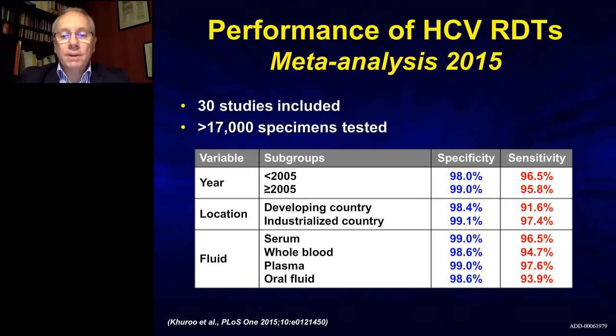The only parameter that had an influence was the location, and these assays performed better in industrialized countries than in developing countries, which could be problematic because it is in developing countries that these tests may be the most useful. Therefore, it is very important that the performance of these RDTs be validated not only in high-income countries, but also in low-income countries, middle-income countries, where these assays will have all their value.